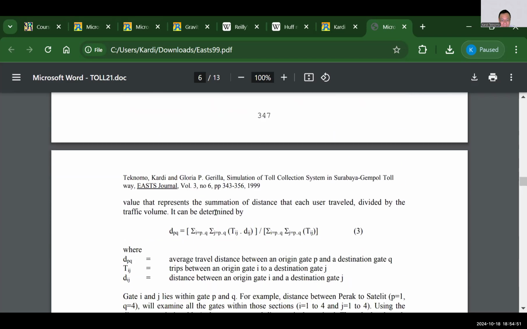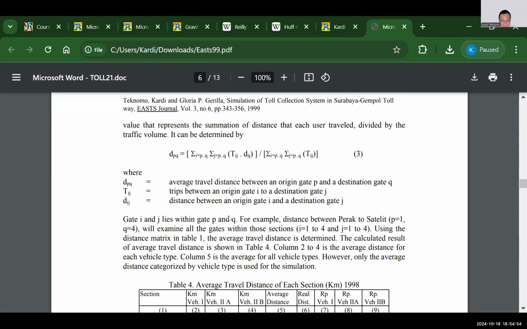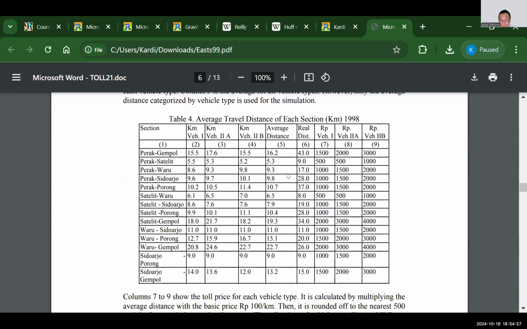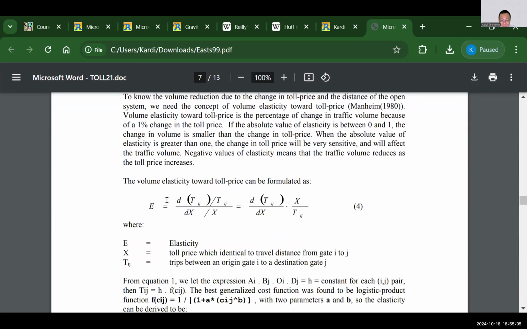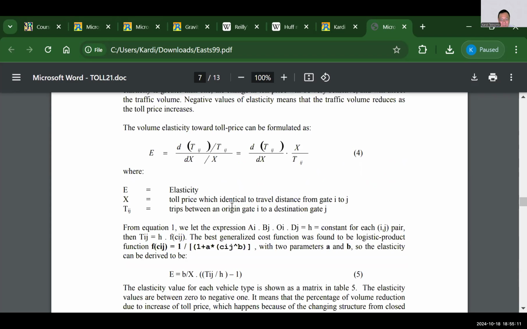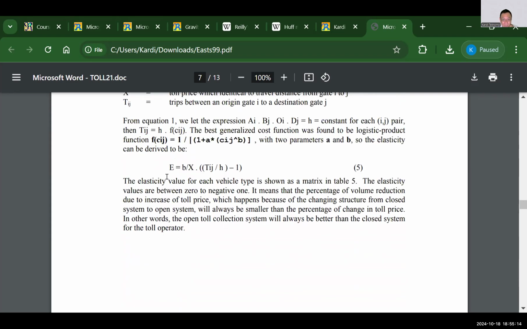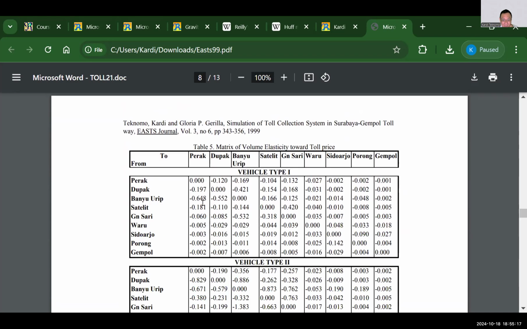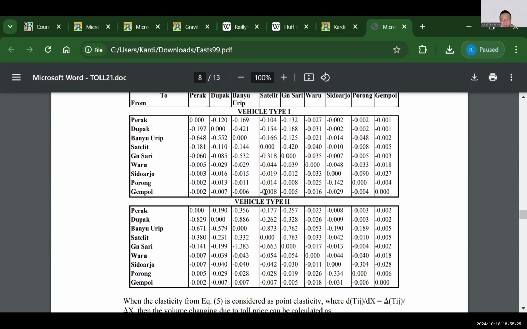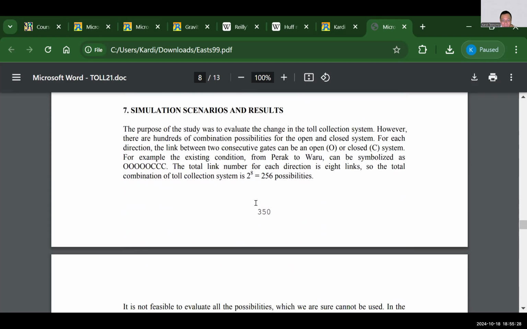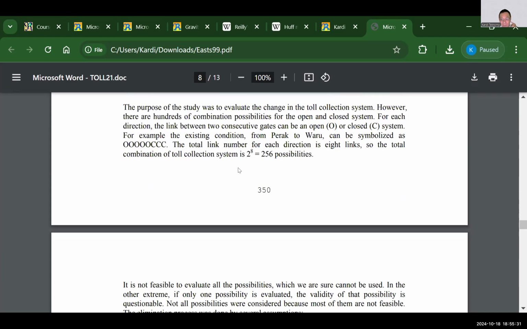And then we can calculate the distance matrix. From there we can also calculate the actual cost. Yeah, this is the cost. Then we simulate based on elasticity of price. How much is the actual change in the demand? Based on that we can compute the volume elasticity toward the toll price for each vehicle type. After that, of course, we develop many scenarios.